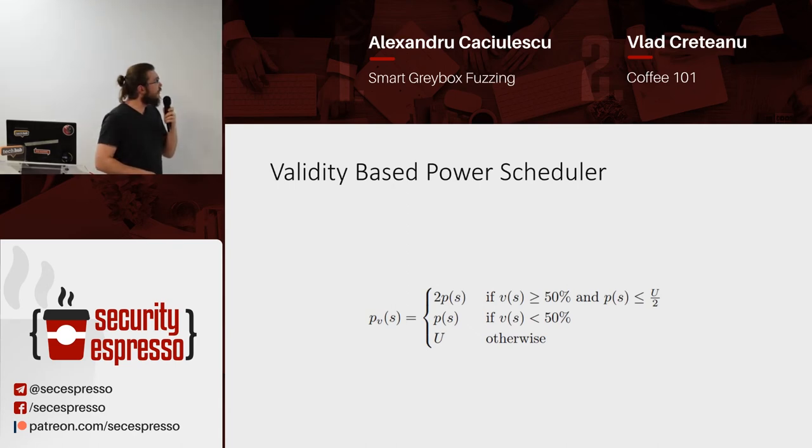Now, last but not least, we introduced a validity-based power scheduler. So how does this work? Basically, we assign more energy, more time to the fuzzer, on the seeds that have a higher validity than the others. However, until now, validity was considered something binary. It's either valid or not. We think of validity as something percentage-wise. So it can be 10%, 20%, 60% valid based on how much of the file the parser can actually handle. This is what the probability scheduler does. Basically, if it's more than 50% valid but less than the total, we double it. Otherwise, we use the old ones.